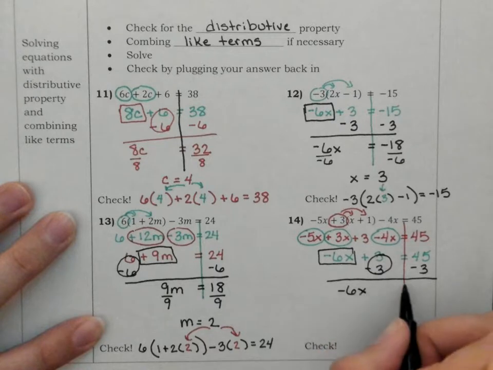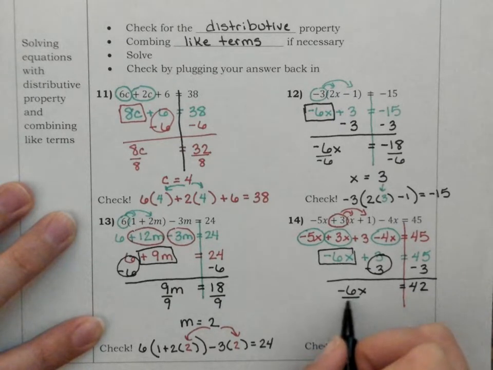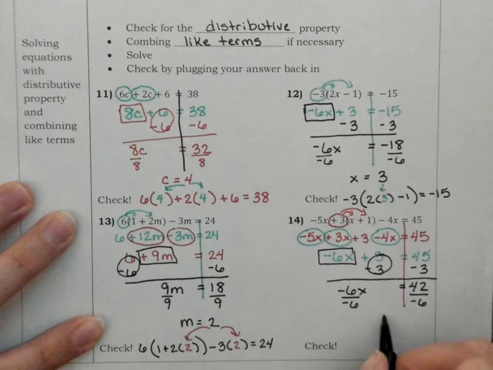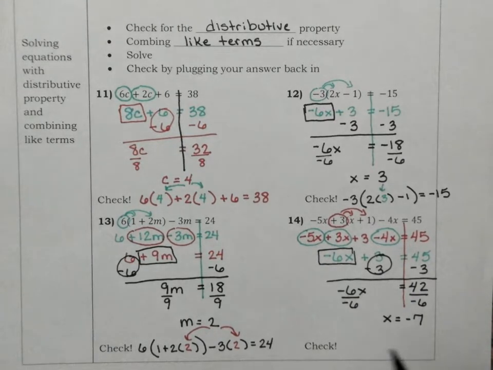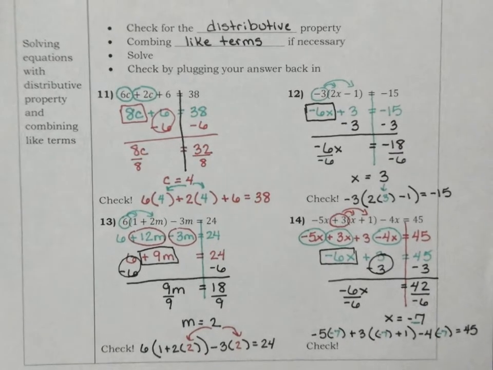Negative 6x equals 42. Divide by negative 6. So x equals negative 7. When I plug it in to check, it's very long. Negative 5 parentheses plus 3 times, I have another set of parentheses, plus 1 minus 4 parentheses equals 45. And everywhere I put those parentheses is where I'm going to put this negative 7. And I would type the whole thing in and see if it said true or false.